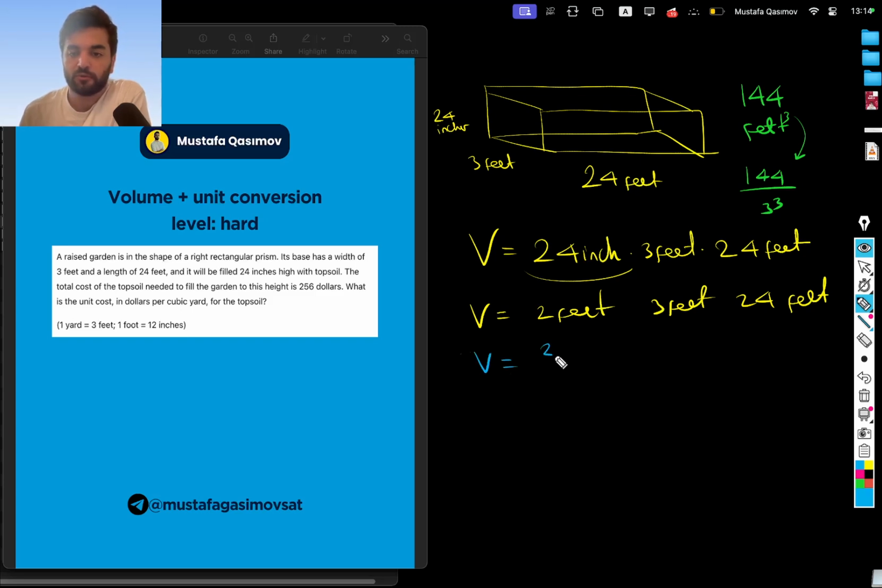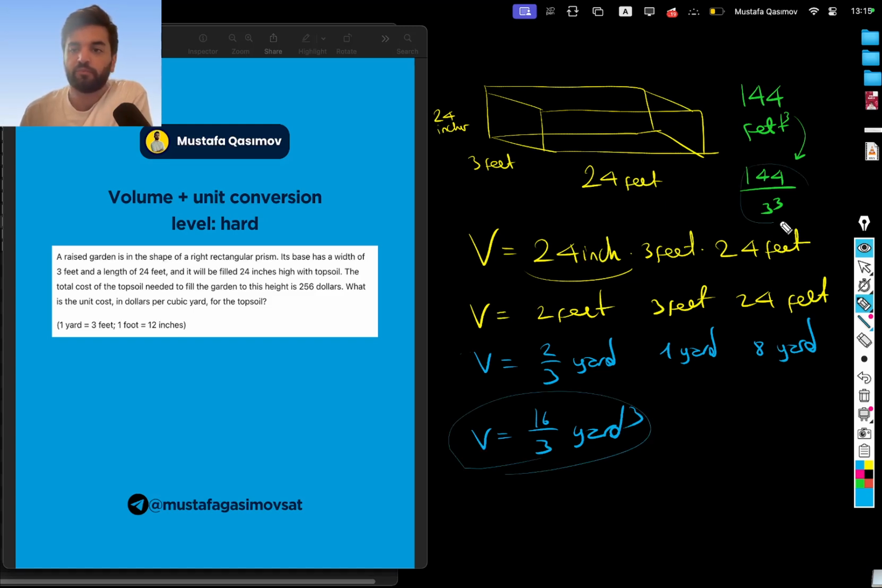Volume is equal to 2 over 3 yard, 1 yard, and 8 yard. Okay, then volume is equal to 16 over 3 yard cube. Okay, it's also the same.